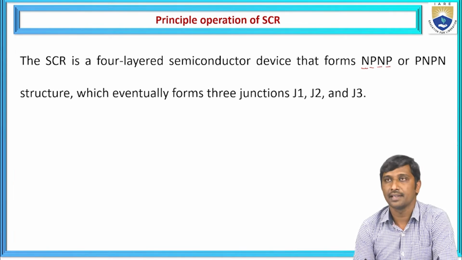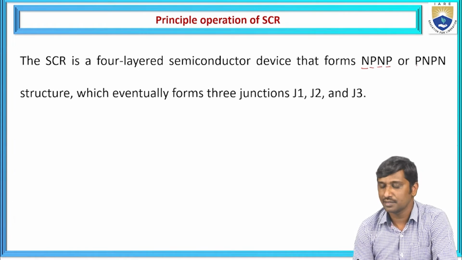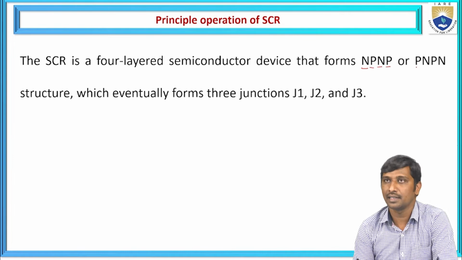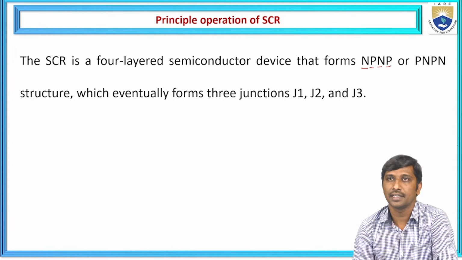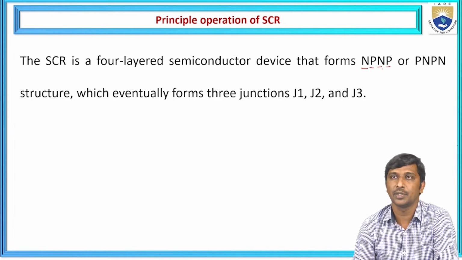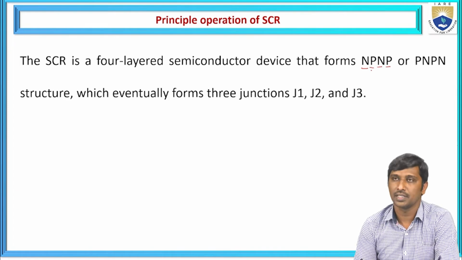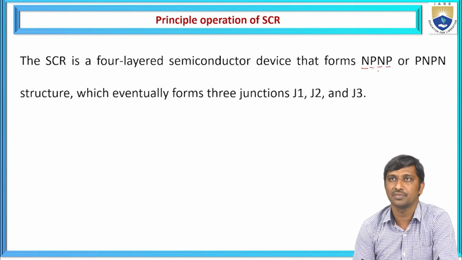So two different materials, N-type and P-type. We can take them like this: starts from the P-type material, then N, again P-type and N. So these are the two different structures: NPNP structure or PNPN structure. Based on this structure, it contains 3 junctions, represented as J1, J2 as well as J3. That is the reason we have the two types of structures: NPNP structure or PNPN structure.